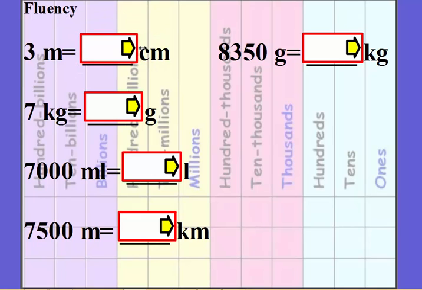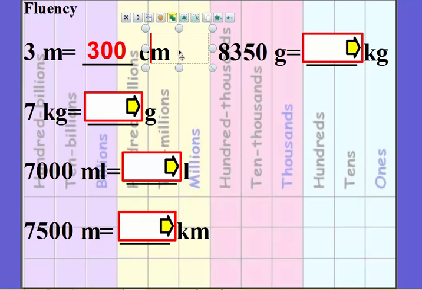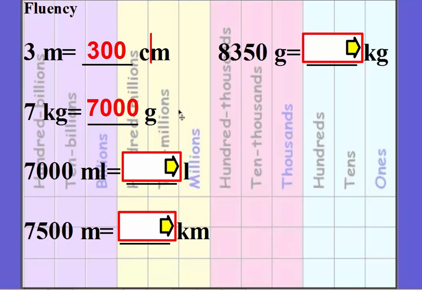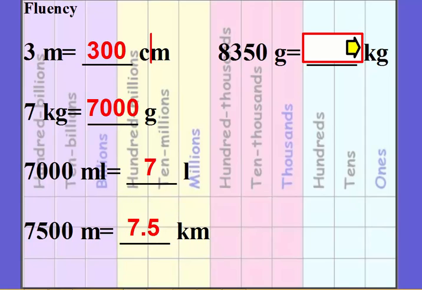This one I need to shorten though. 3 meters equals blank centimeters. I multiply it by 100 to get 300. 7 kilograms equals how many grams? I multiply it by 1,000. This one I'm going to divide by 1,000. This one I divide by 1,000. And this one I am dividing by 1,000. Alright.